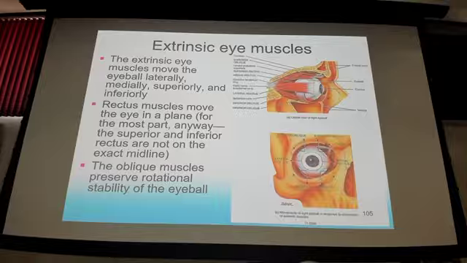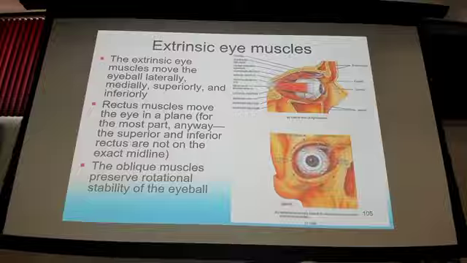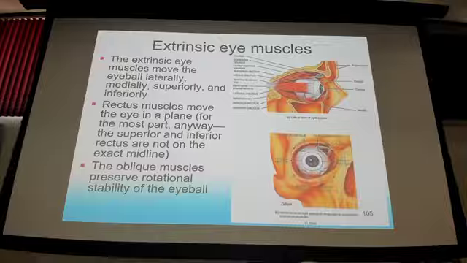You've got both eyes, right? They're going to abduct different ways. And adducting would be medial rectus's job. They're 2 of the easier muscles to understand. The obliques, when you study ophthalmology, you're going to see they preserve rotational stability. Every time I think about that, I go, okay, well, we have muscles. This is our starting point for understanding this.